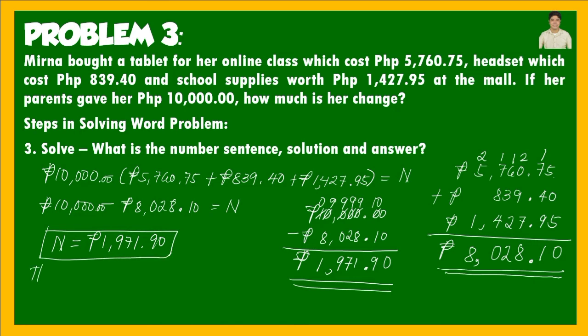So, the change of Myrna is 1,971 pesos and 90 centavos. Kaya pwede nating sabihin na the amount of money left to Myrna in buying her materials for her online class is 1,971 pesos and 90 centavos.